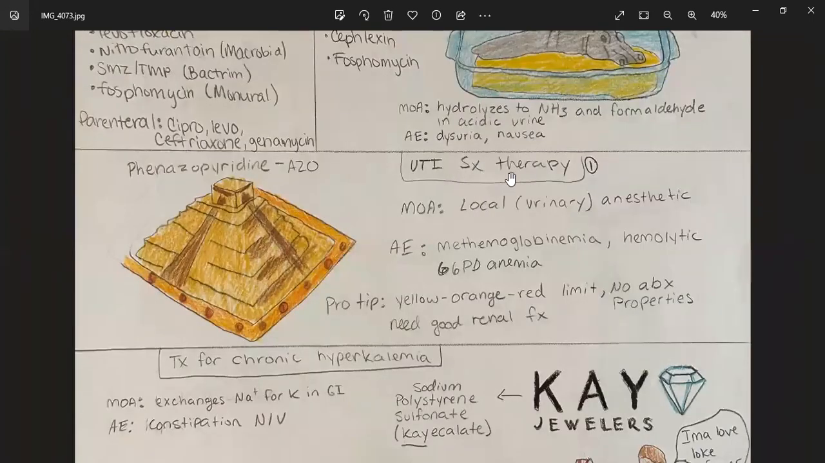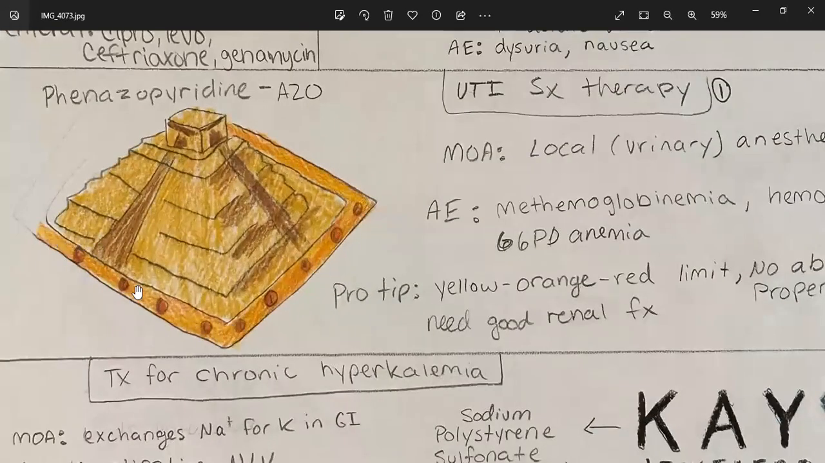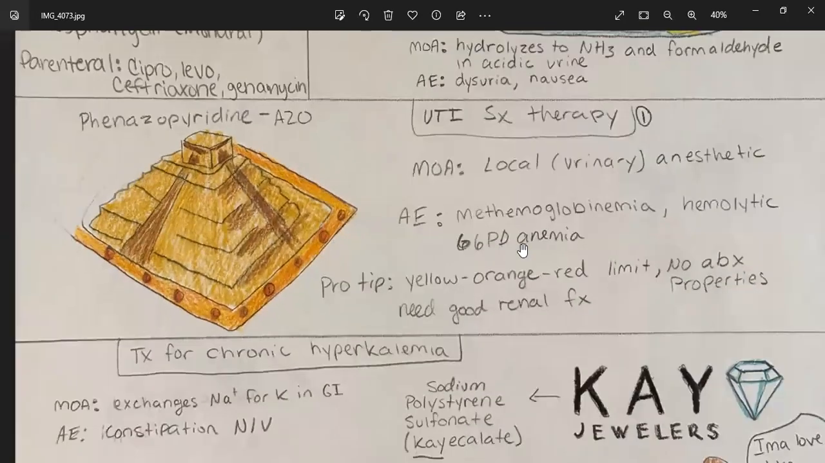And then another drug for UTI. This is for symptom therapy only, and it is your Azo, or phenazopyridine, whatever. This is a pyramid. It's an Aztec pyramid. Aztec pyramid for Azo, and then pyridine, pyramid. And it's surrounded by this canal, and rather than the canal being filled with water, it's filled with urine, like this orangish red colored urine. That's because that's one of the effects. Not really an adverse effect, but just a pro tip. So this is just an anesthetic. It doesn't have any antibiotic properties. Adverse effects are these various types of anemia. So that's why there are those little red blood cells within the canals. That helps you remember anemia.